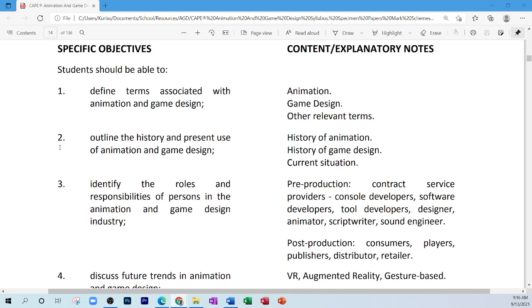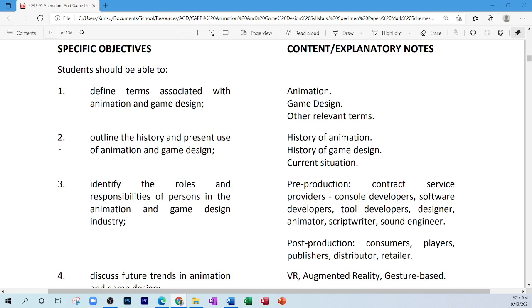So today we're going to look at Objective 2. What is the objective? To outline the history and present use of animation and game design. So how did persons carry out animation and game design in the past, and what are they doing presently? And basically we can also add in what is going to happen in the future, 10 years from now, 20 years from now. What might be the next biggest thing to design?